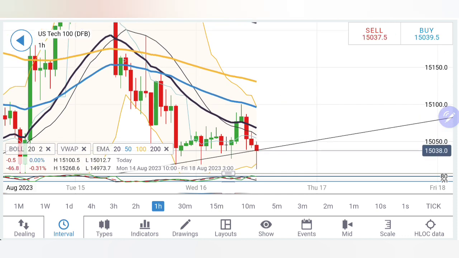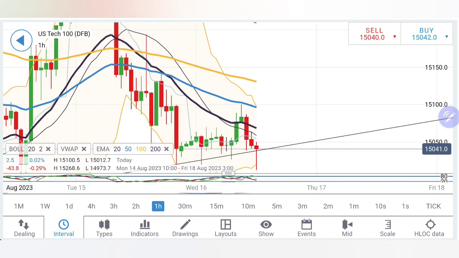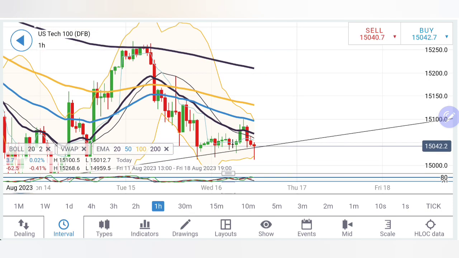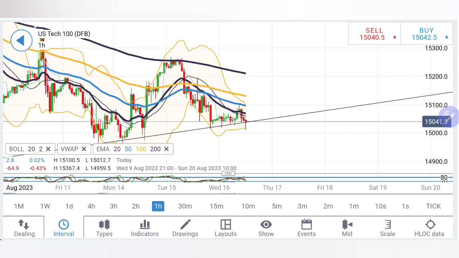And once it breaks out beyond 15,140, 160 zone, you can expect that we are looking forward to a reversal for 15,200 and 15,250 levels. Any rise beyond 250, sky is the limit. We are looking forward to 300 and 400 zone.